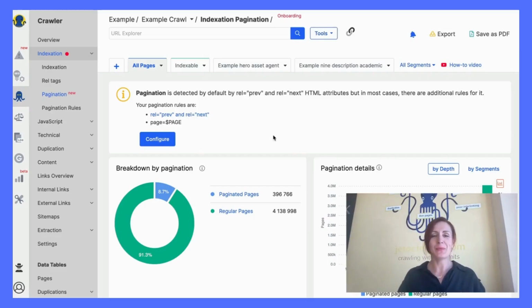Hello everyone, I'm with another product update and today it is dedicated to pagination. There are a lot of discussions dedicated to pagination.